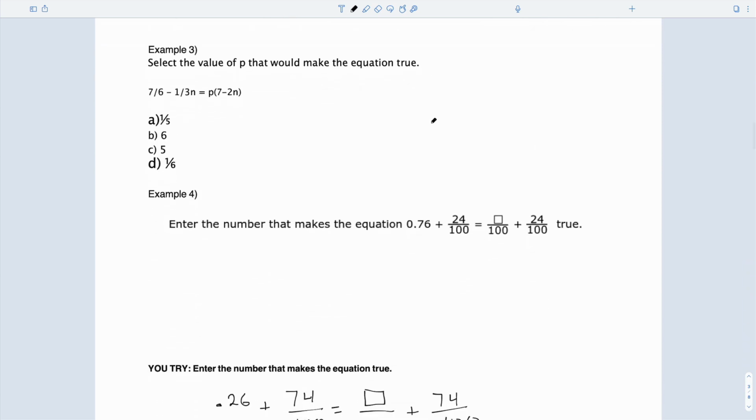Example 3, slightly harder, very similar to what you did in the warm-up today. Select the value of p that would make the equation true. This time we have some fractions. And I noticed that p times 2n equals 2np. So double variable says to go back and rethink about this problem. What times 7 equals 7 over 6? Tanner. 1/6.